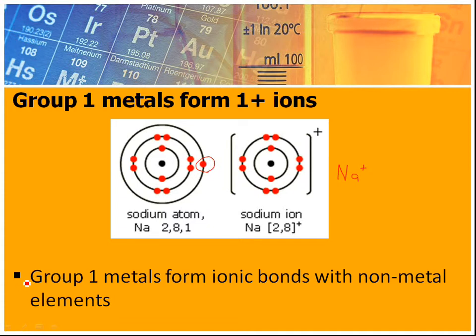The second point, group 1 metals form ionic bonds. Okay, so ionic bonds are bonds between metals and non-metals. An example would be sodium reacting with chlorine gas, and we look at some of those examples later.